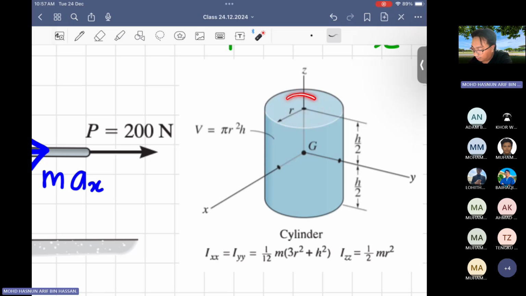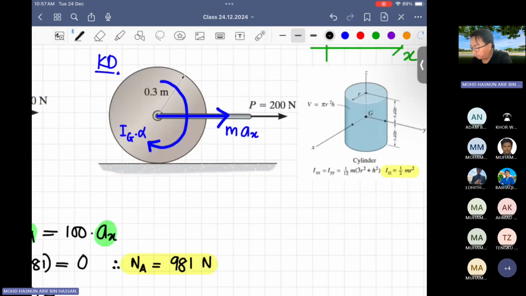And how does it rotate? It rotates about Z. This is your Z axis, which is passing through the center of the cylinder. So the rotation happens about Z axis. So the one that you should use to calculate the mass moment of inertia of the cylinder is this one, 1/2 mr square. So we will be using that.